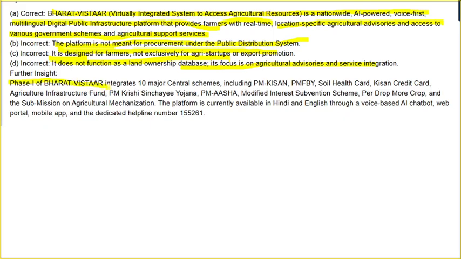Phase 1: Bharat Vistar integrates 10 major central schemes including PM Kisan, PMFBY, Soil Health Card, Kisan Credit Card, Agriculture Infrastructure Fund, PM Krishi Sinchai Yojana, PM-ASHA, Modified Interest Subvention Scheme, Per Drop More Crop, and Sub-Mission on Agricultural Mechanization. The platform is currently available in Hindi and English through a voice-based AI chatbot, web portal, mobile app and the dedicated helpline number 155261.